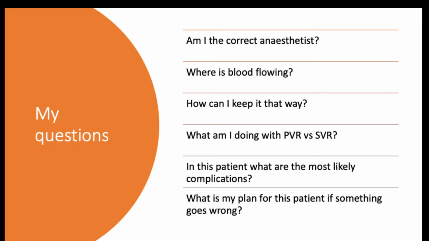Then you need to ask, in this patient, what are the most likely complications? And that you do based on that table that I showed you guys. And you look at which of these complications does my patient have, or could they have? And then what is my plan for this patient if something goes wrong? And what do I mean by that?